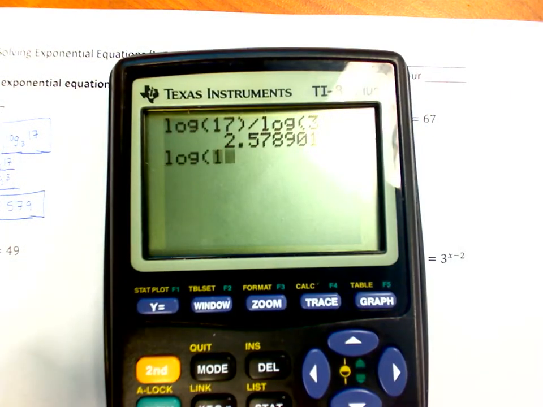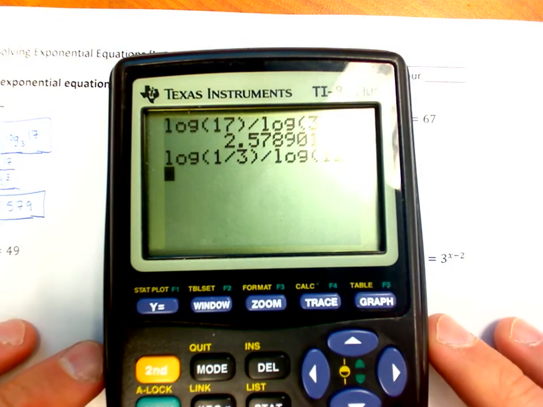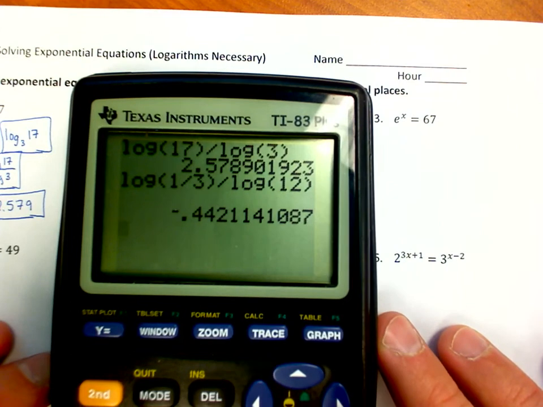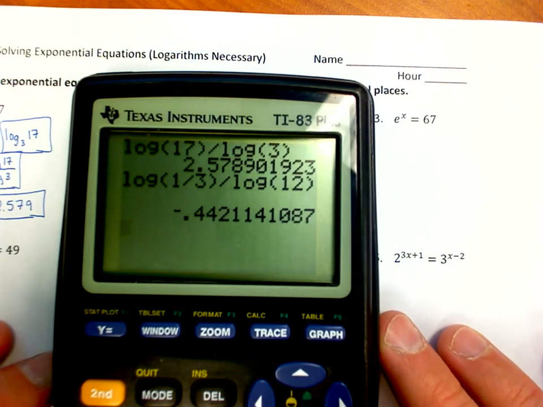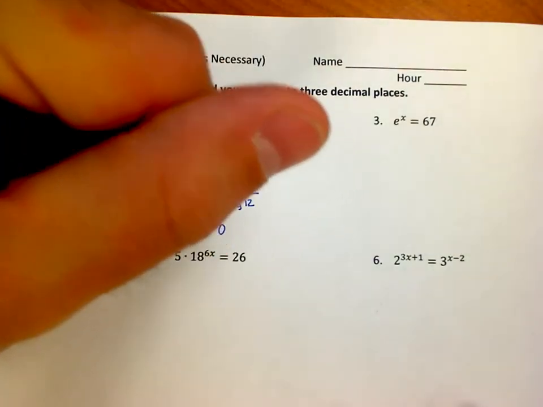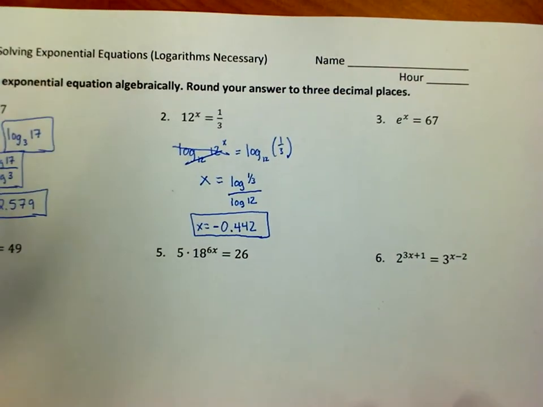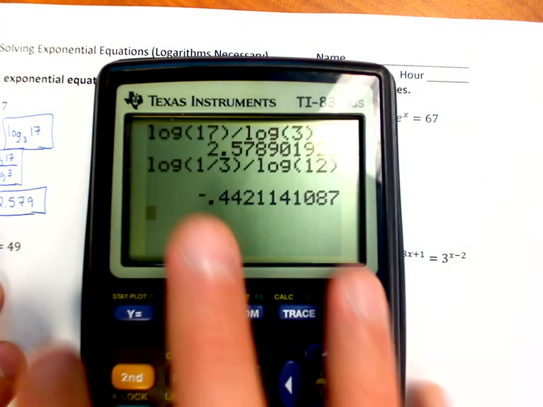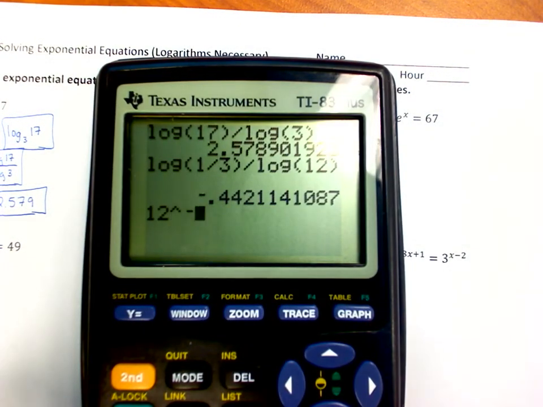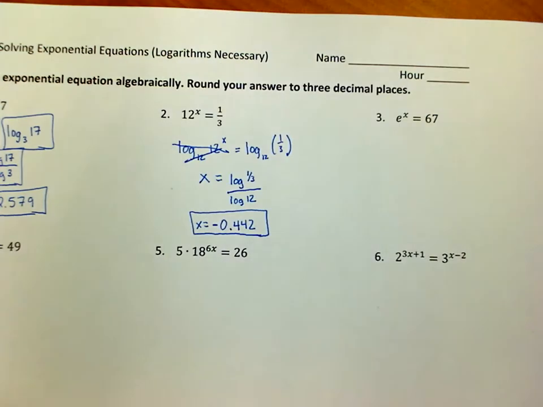I've got to be careful here. I want to get it to 3 decimals. I'm going to type in log of 1/3 in parentheses divided by log of 12 in parentheses, and the answer is negative 0.4421. Because that's a 1, I can keep it as negative 0.442. That is my answer here. By the way, it's easy to go back and check these things. If I have 12 raised to the negative 0.442 power, I get about 1/3. You can see that's rounded off, but that's what I'm trying to do here.